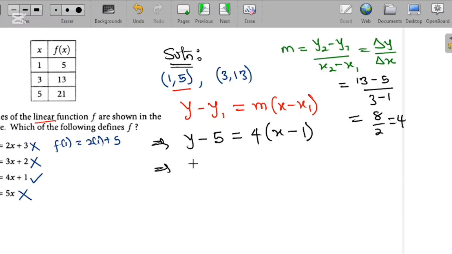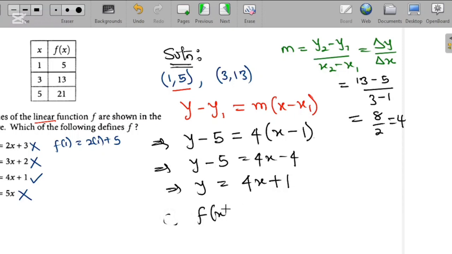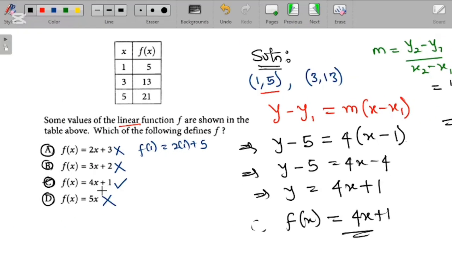Right, so here we open our brackets. That gives us 4x minus 4, because 4 multiplies the terms in the bracket, and so y is equal to 4x. Of course, minus 5 coming over here becomes positive 5, and negative 4 plus 5 is going to be plus 1. And of course you know y is the same as f of x, so f of x is equal to 4x plus 1, as we got with the trial and error method.